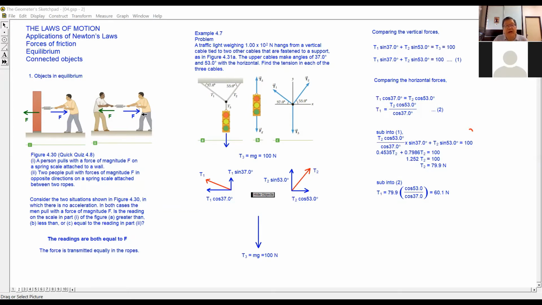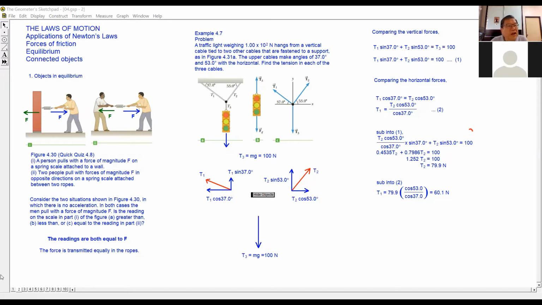First case, he's pulling against the wall. Second case, he's pulling against another man. But in both cases, the man is not moving. In the first case, when he's pulling against the wall, he used a force of magnitude F. The wall is not moving. In the second case, he used the same amount of force, the magnitude of the force is F, but this time he's pulling against another man. So these are the two situations, right?